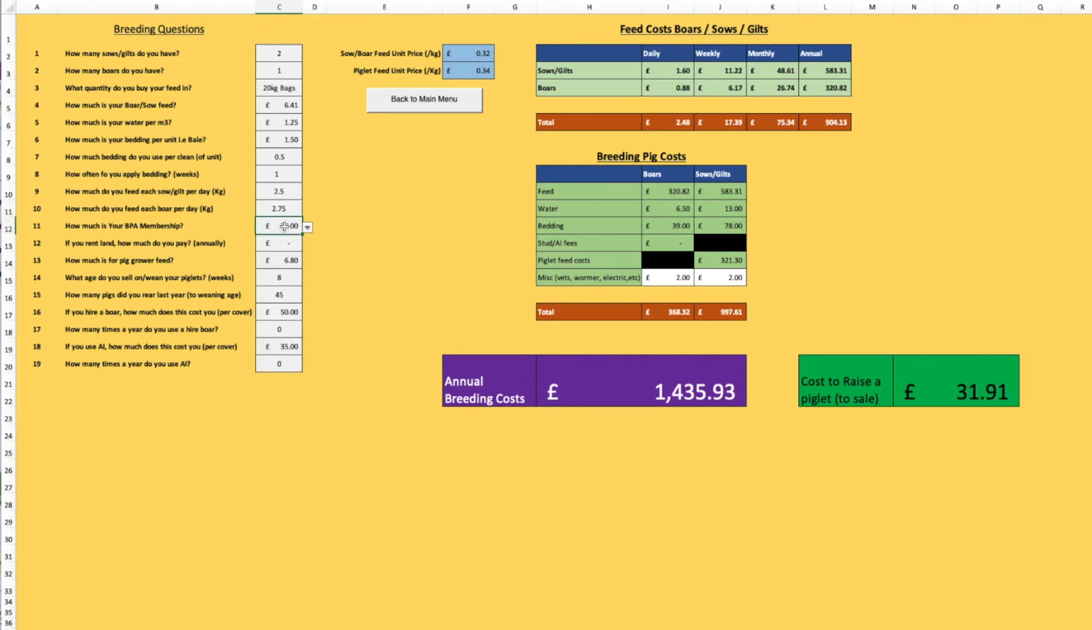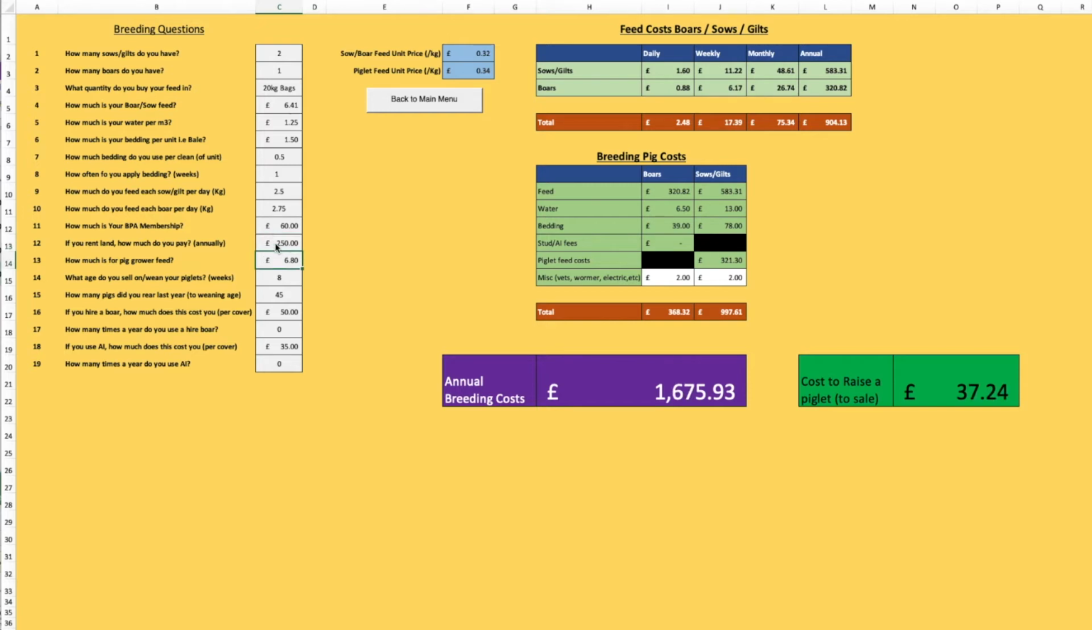And then it asks you to factor in your BPA membership, how much you pay a year. These are preset values based upon the rates at the minute. So based on having 2 sows or 3 registered animals, it's £60 a year. And if you rent the land that you keep the pigs on, you can put a value in here of how much you pay annually. I mean, I don't rent anything, but for argument's sake, I've got a field that I pay £250 a year for, where I keep my pigs.